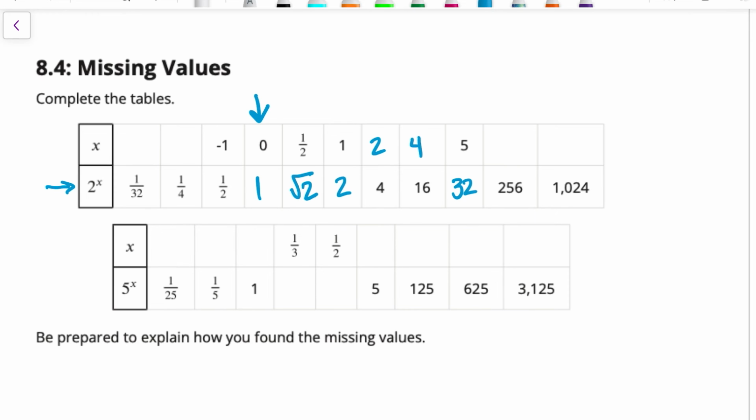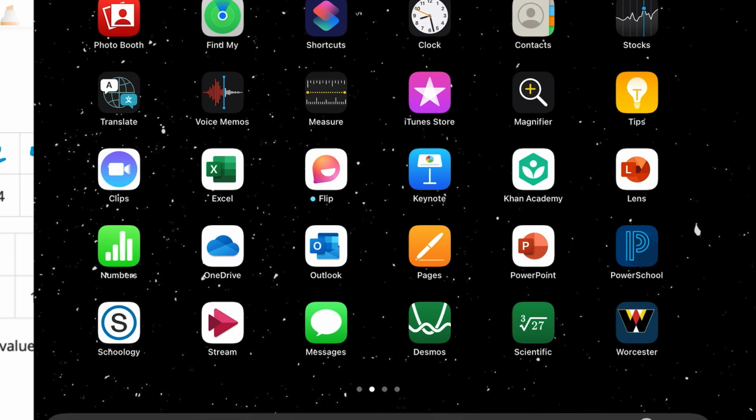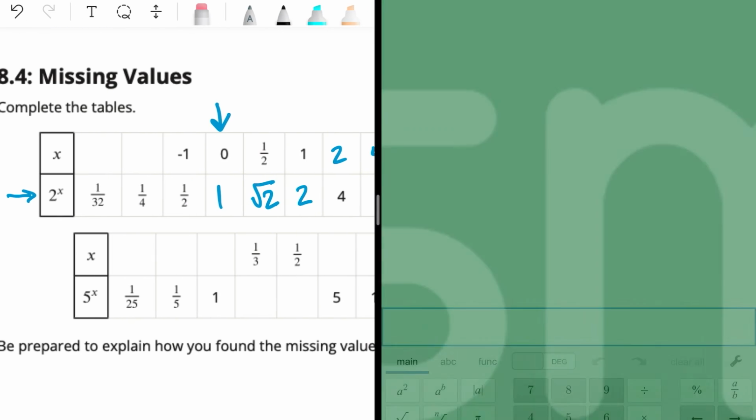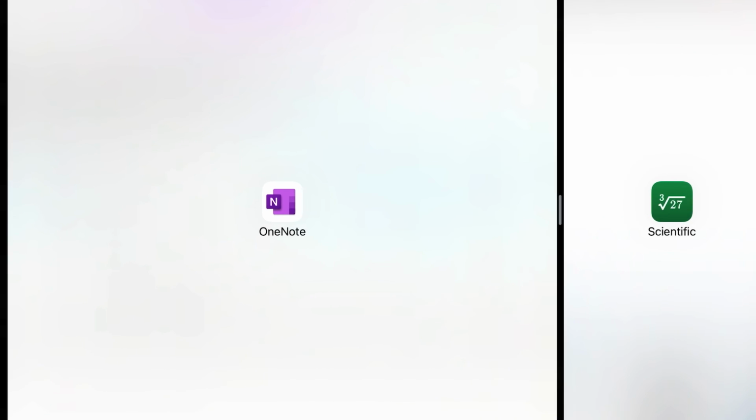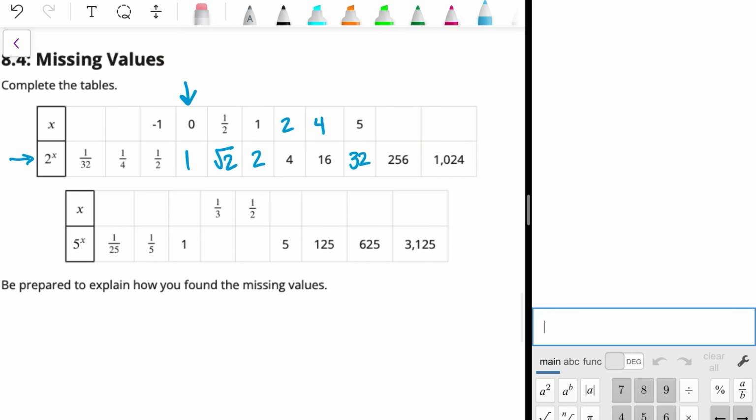I know I can't do that in my head, so let's break out a calculator to help us here. And there's a couple ways you could do it. You could graph this if you wanted to. I'm just going to use the scientific calculator, though. All right, so we know 2 to the 5th is 32. So let's see what 2 to the 6th is.